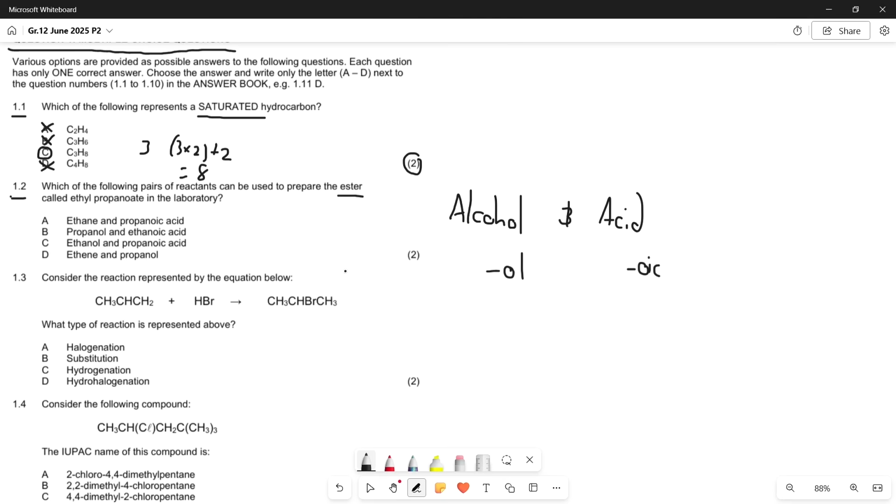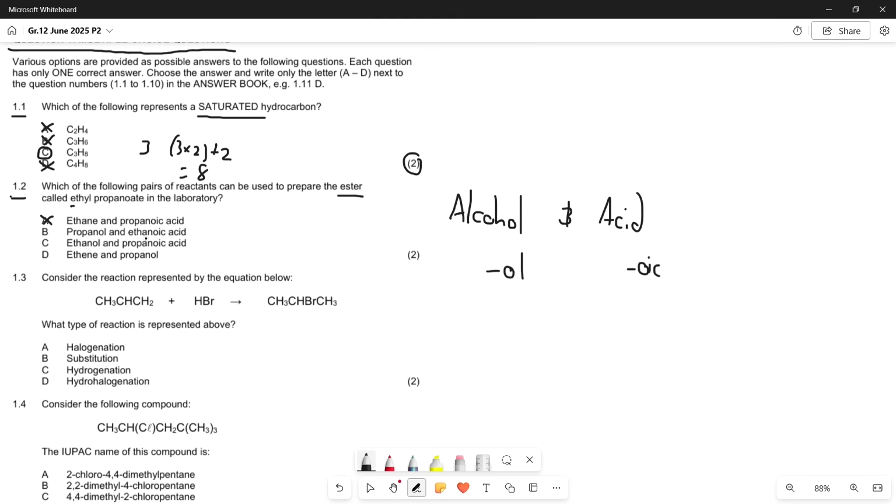So we're about to break it down. So this is what we're looking for. So off the bat, we can rule out anything that doesn't end in an ol or end in an oic acid. So that means A over here is ethane and propanoic acid. We're also looking for the correct prefixes where we have our meth, eth, prop, but, pent, for example. So we need the corresponding eth and the corresponding prop for these guys. Ethane is a hydrocarbon. It is just a single bond, and that is not an alcohol, so we can eliminate A over there. Okay, B is propanol and ethanoic acid.